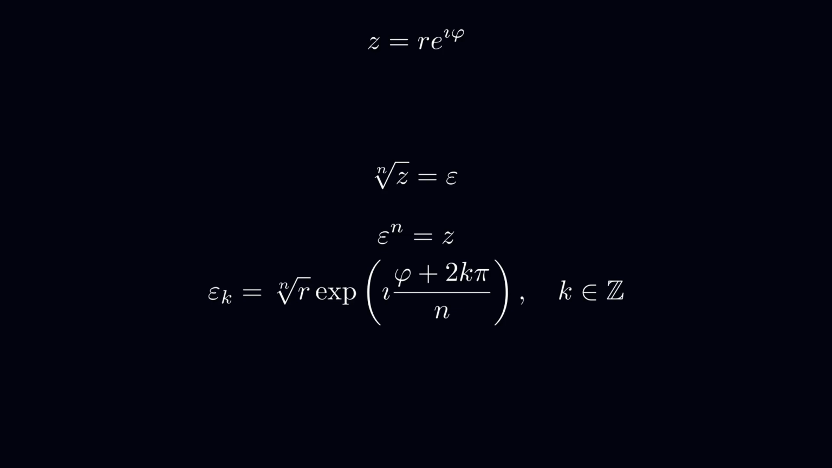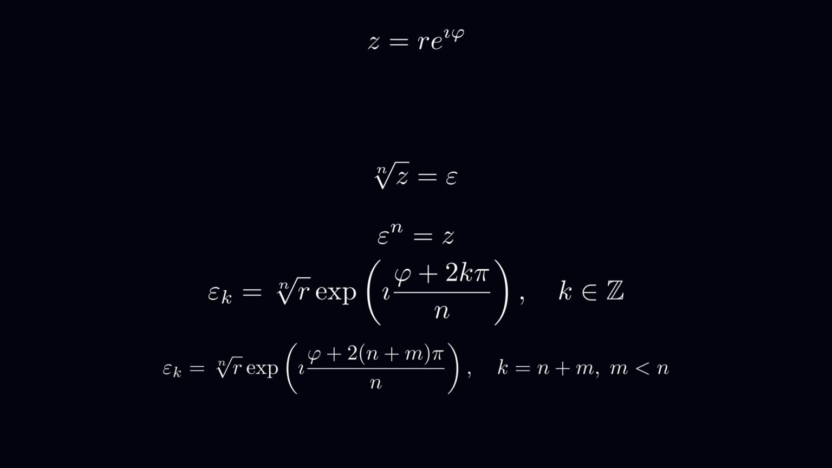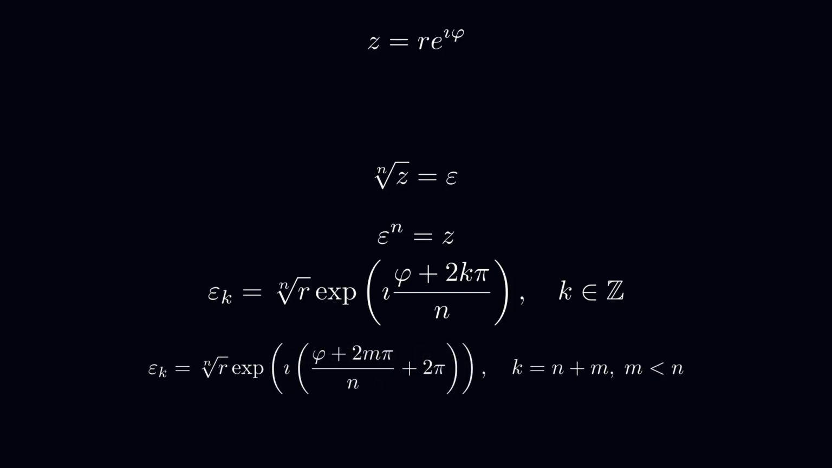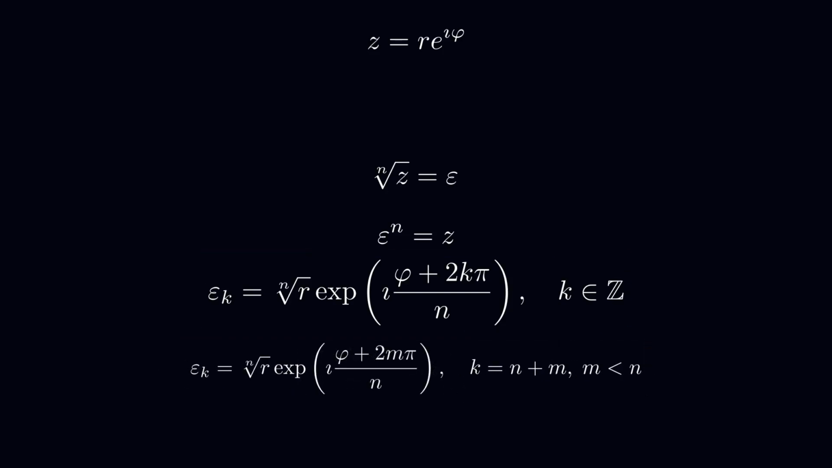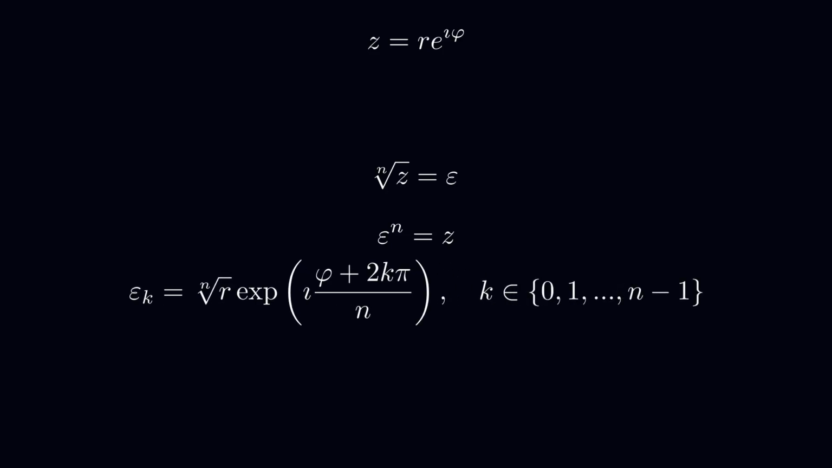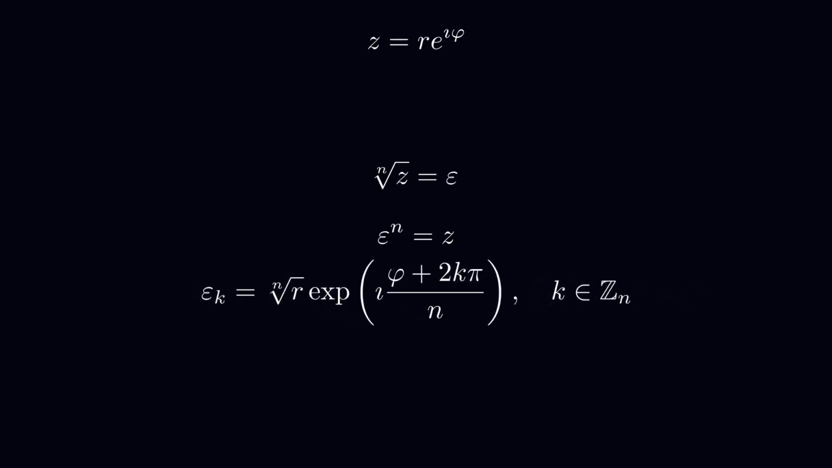We can check that our epsilon is indeed the root by taking it to the nth power. We make some operations on exponents, take into account periodicity of the angle, and we get it. Let k equals n plus m, such that m is smaller than n. Simplifying the expression shows that n does not influence the root. So instead of taking every integer, we can take k from the set from 0 to n minus 1. We denote this set as Zn.